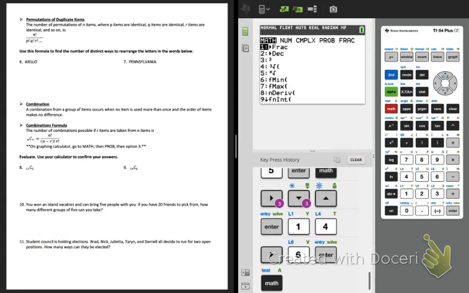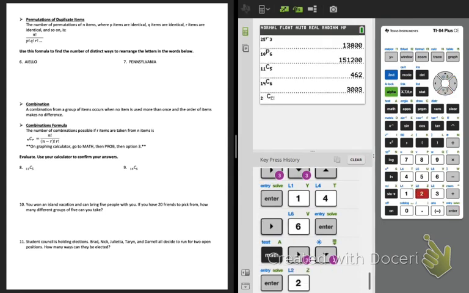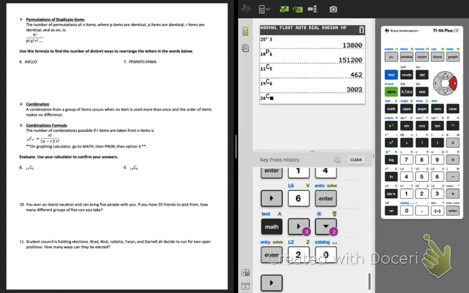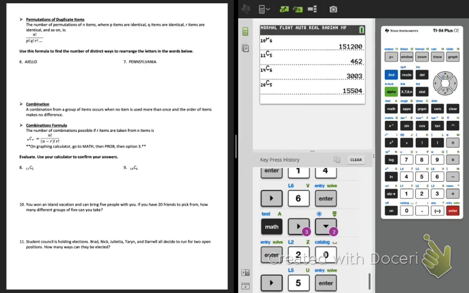So math, prob, 20 on the left, 5 on the right. 15,504 different combinations of friends you can pick to go on this island vacation. Again, just like the last page, I'll write this down here so you can jot it down in just a minute or follow along with the calculator screen.